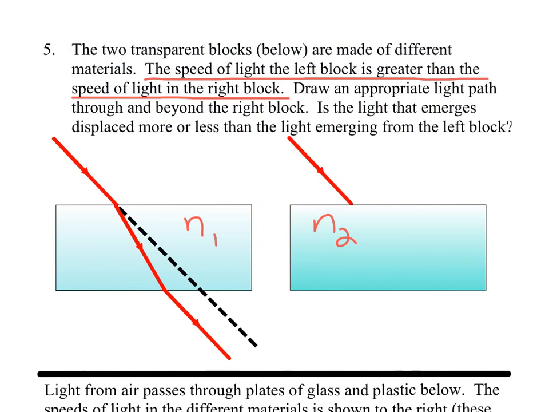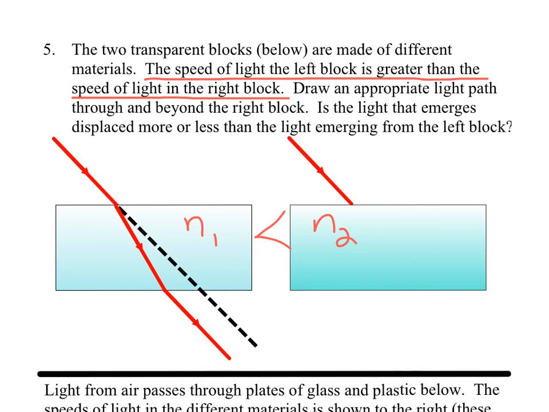All right, so question 5 is a bit of a thinker, and here you can see there's a lot going on, but we're telling you up at the top, the speed of light in the left block is greater than the speed of light in the right block. So what that means is that we have to be going faster in the left block than we are in the right block. What that also means is that the index of refraction of the right block has to be greater than the index of refraction of the left block.